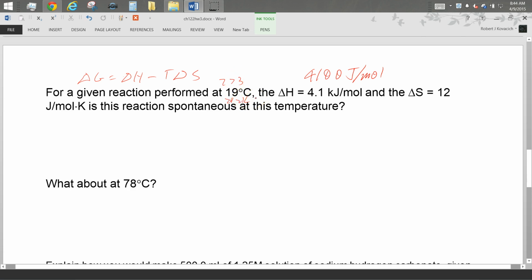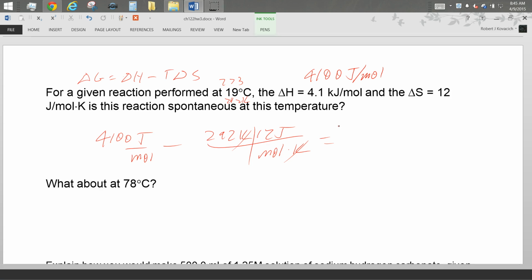All right, so I've got 4,100 joules per mole, and I subtract off 292 K times 12 joules per mole Kelvin. And so then my kelvins cancel out, and I get 4,100 minus 292 times 12, and I get 596 joules per mole. So is this spontaneous or non-spontaneous? This one's non. Okay.